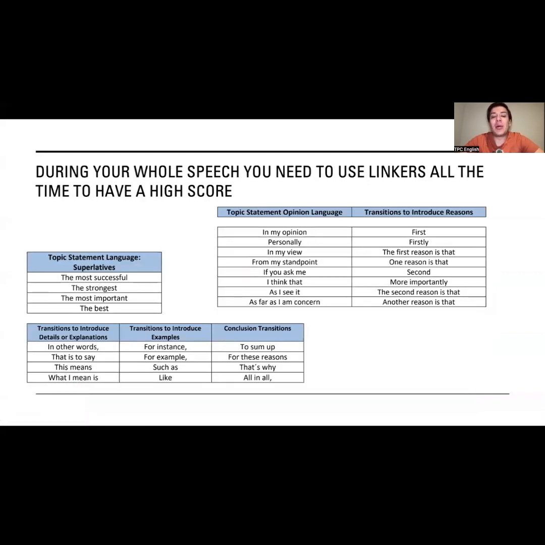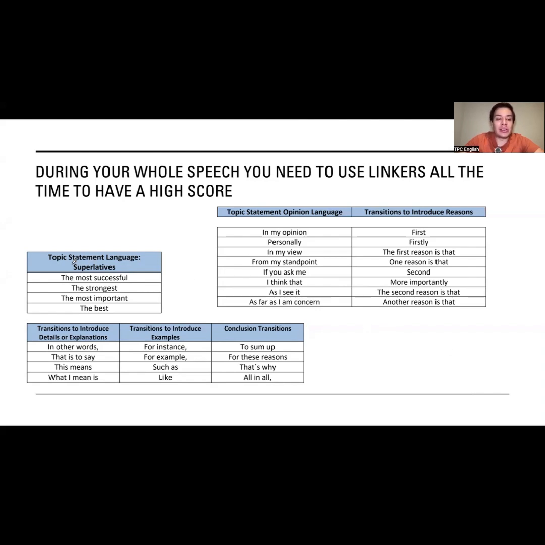Okay, this is very important. You need to use connectors all the time for your speech because in academic English, if you use connectors, you will have a good level, but if in the test you don't use connectors, that can be bad for you.